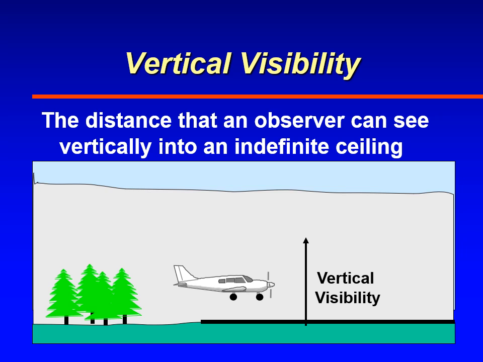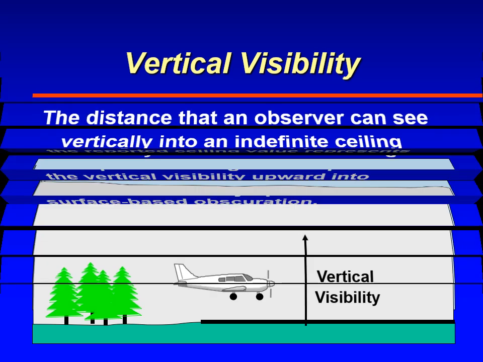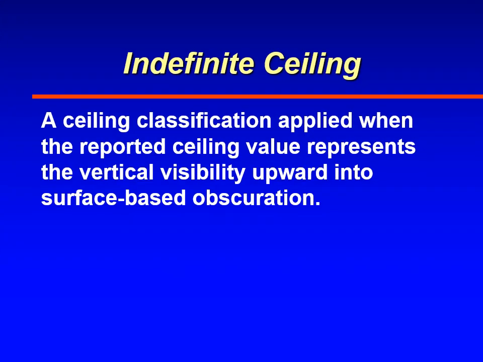Now there's an algorithm on the AWOS and ASOS machines that looks at the scattering in the lowest layers of the atmosphere and also the visibility to determine if there's a vertical visibility. Of course, vertical visibility is a ceiling, and when you have vertical visibility, we call it an indefinite ceiling. In other words, there's no definite cloud base. The definition of indefinite ceiling is a ceiling classification applied when the reported ceiling value represents the vertical visibility upward into a surface-based obscuration.